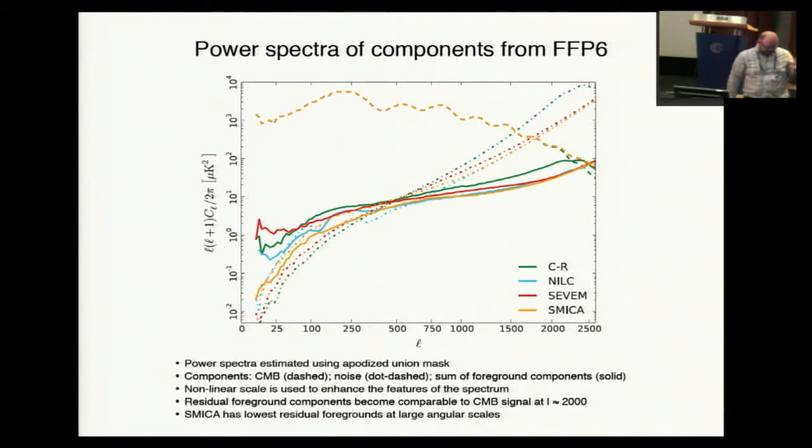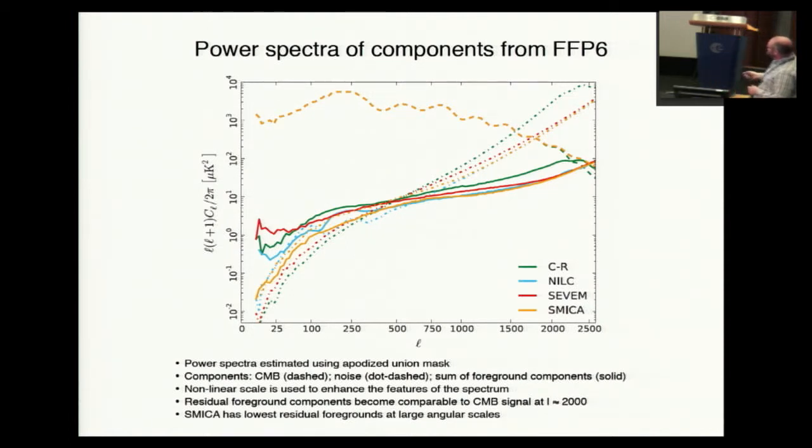In order to get a handle on the contributions to the power spectra, we can look at our FFP6 simulations. This shows you three lines for each of the methods: the propagation of the CMB component through the pipelines, the propagation of the noise, which is shown in the dot-dash line here, and the propagation of the foregrounds. So we see the residual foreground contributions here, and we see that they're becoming comparable to the CMB signal level at around L of 2000.